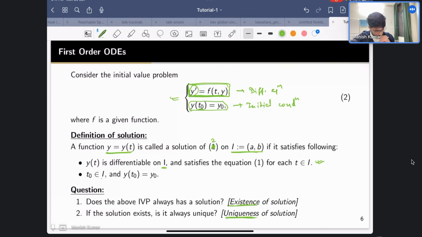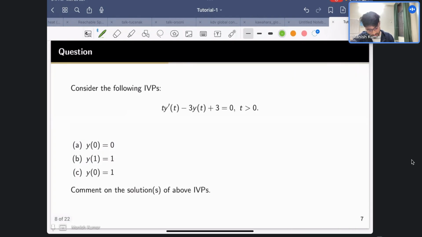So you have already seen that. To address these types of questions, we'll see two theorems. One is called Peano's theorem, and the other one is Picard's theorem.